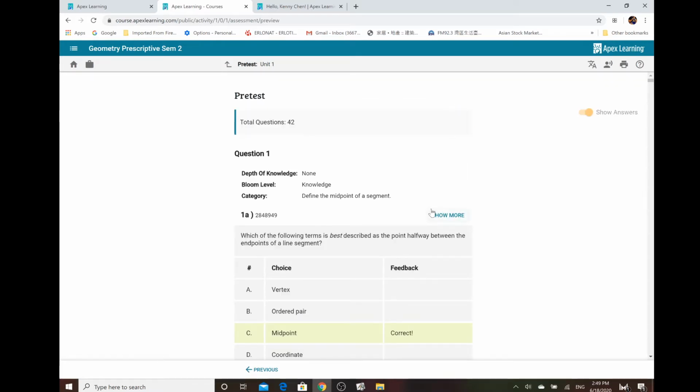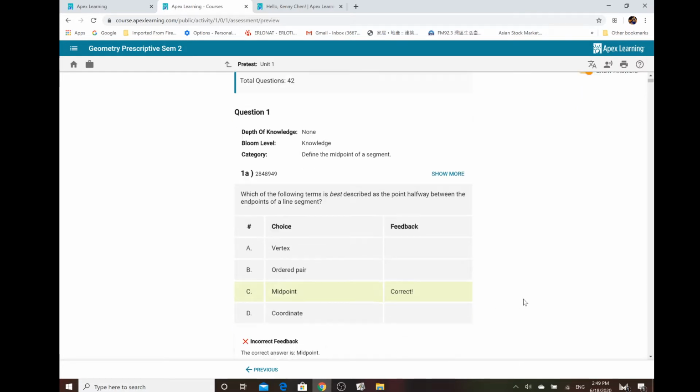Okay, so the first one: which of the following terms is best described as the point halfway between the endpoints of a line segment? Again, the keyword, so this one, just look for the keyword: halfway between the endpoints of a line segment. So obviously it's the midpoint. Midpoint's right here in the middle of the line segment.